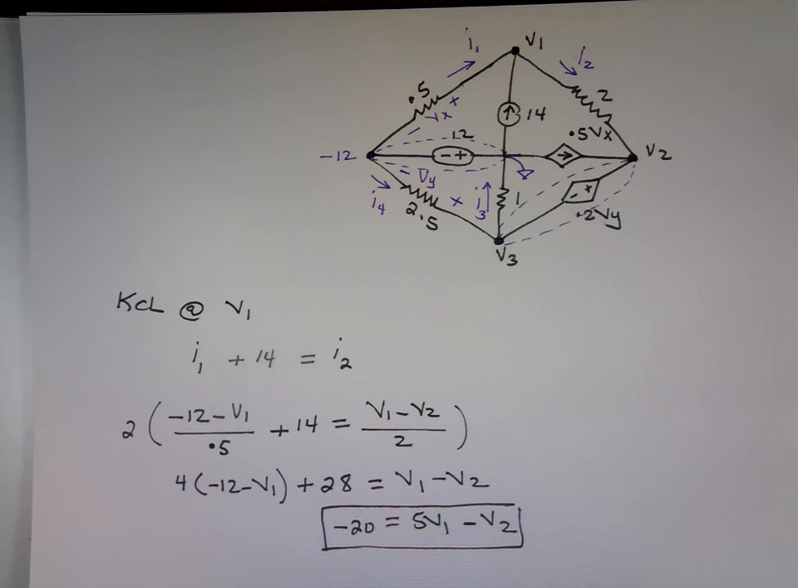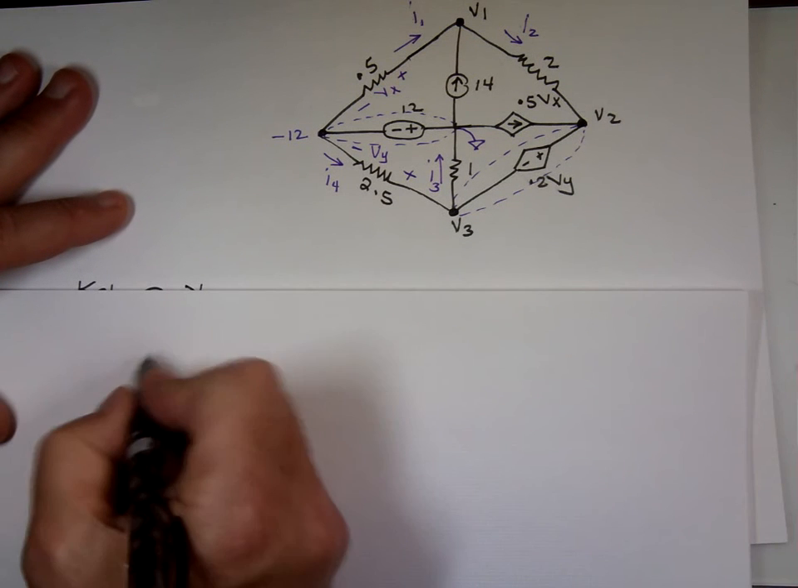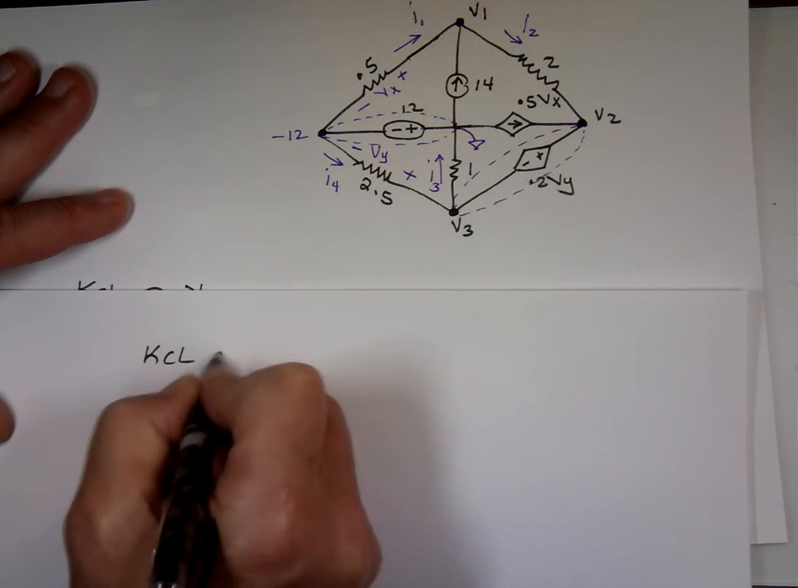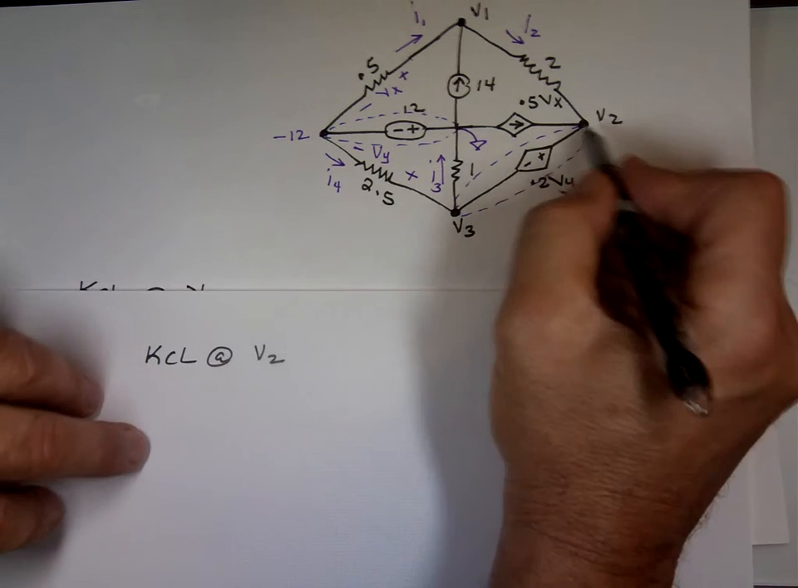KCL at V2. Well, here's the problem. I can't do KCL at V3. Why? V2 and V3 is the same node. It's a SuperNode. So I can only use one of them. KCL at V2. This is considered one node. So if you do this or that, it's the same one.